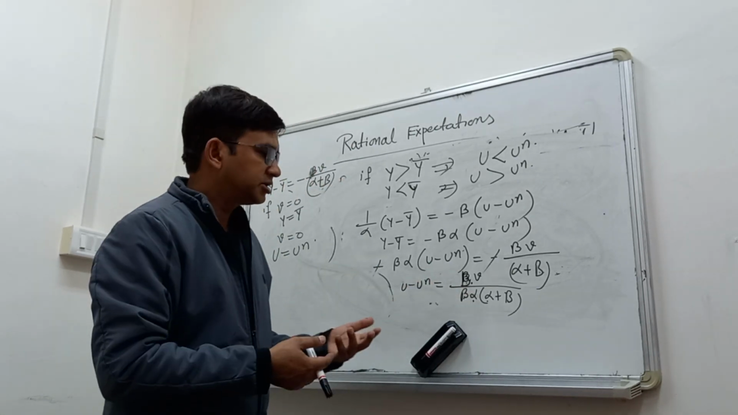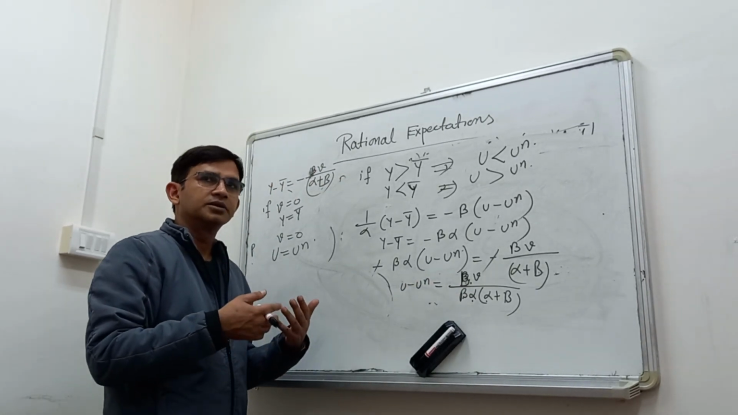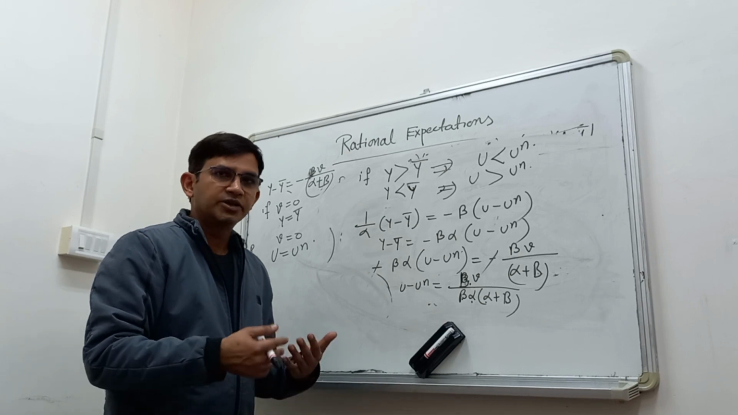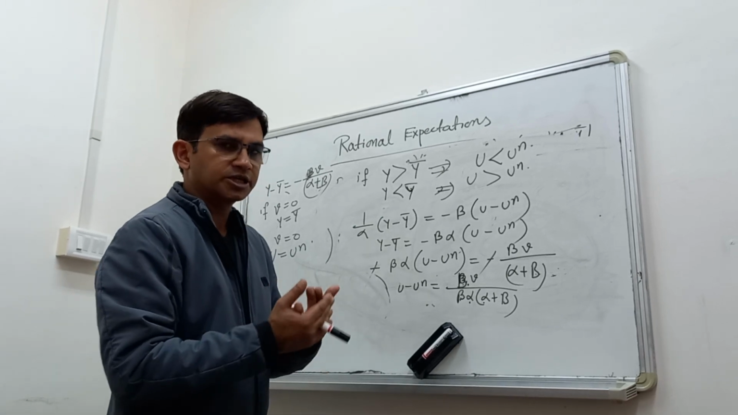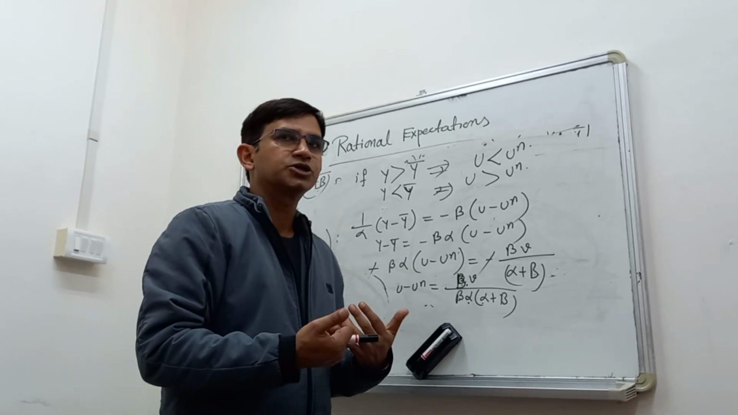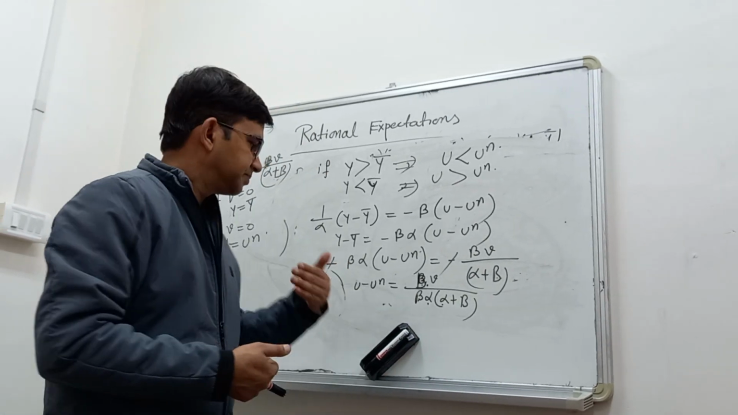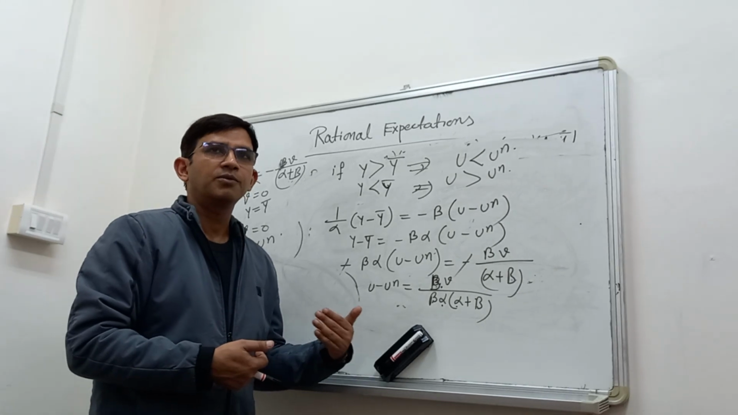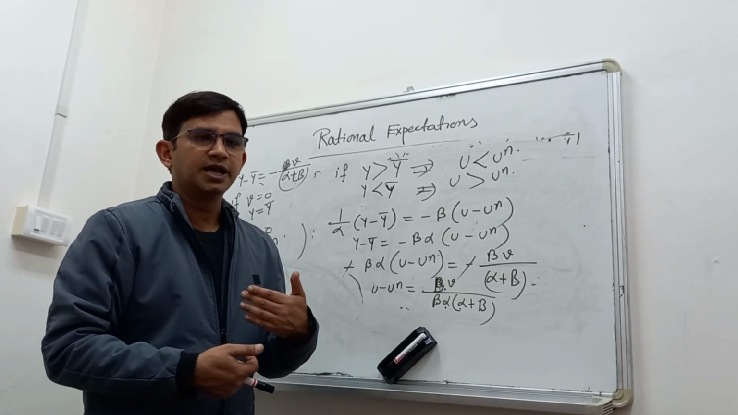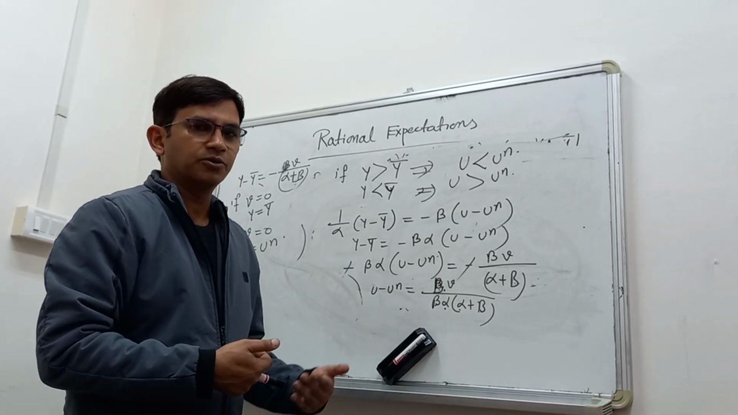So what we see here is that in rational expectation, if all expectations are formed rationally and if there is no supply shock, then the economy will remain at its long run equilibrium level of output and employment. That means the natural level of employment and output.